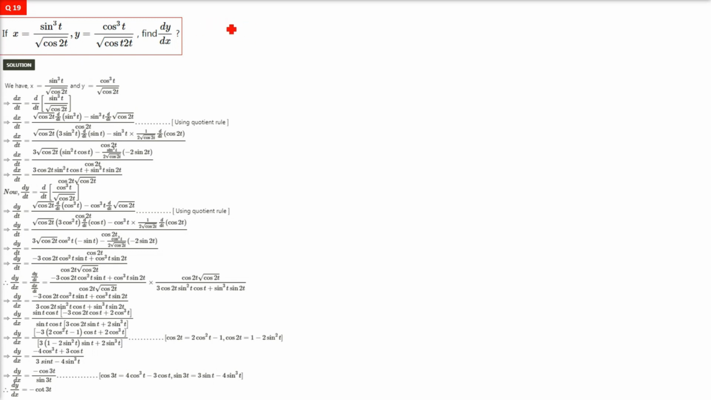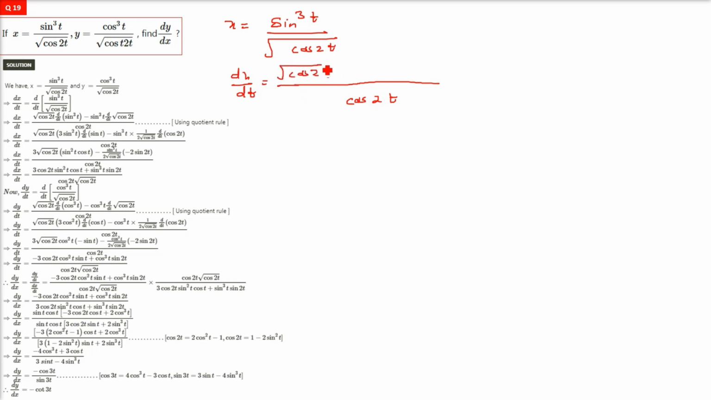Second part means dx by dt. If I show you this, dy by dt will also be done like that. So you have x as sin cube t divided by under root cos 2t. So dx by dt will be equal to, we'll apply the quotient rule, which you know already. Square of the denominator, so the root will go, so it will be cos 2t.